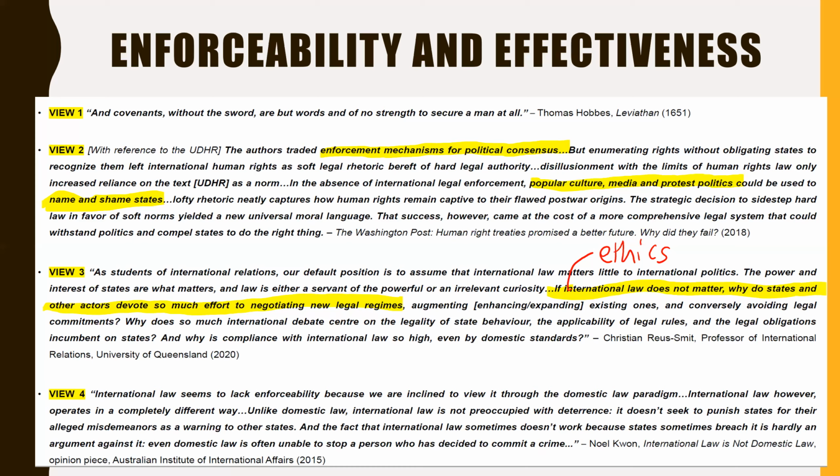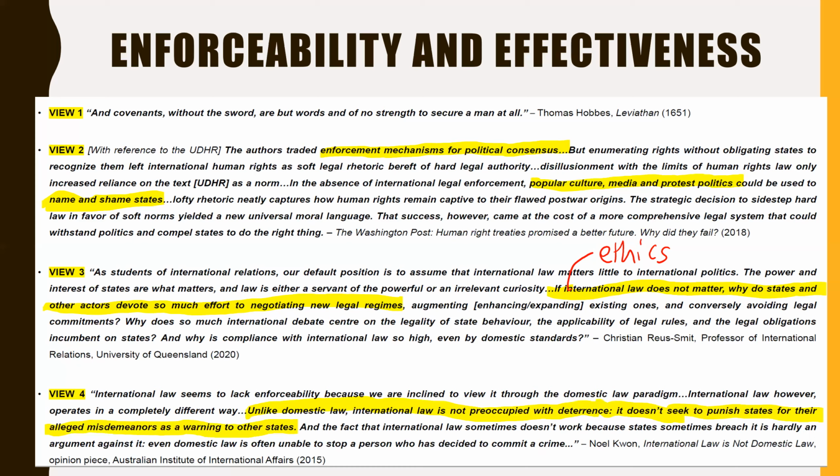What the final view does well is it says international law is different to domestic law. So it says, unlike domestic law, international law is not preoccupied with deterrence. It doesn't seek to punish states for their alleged misdemeanors as a warning to other states. And the fact that international law sometimes doesn't work because states sometimes breach it is hardly an argument even against it. Even domestic law is unable to stop a person who has decided to commit a crime.